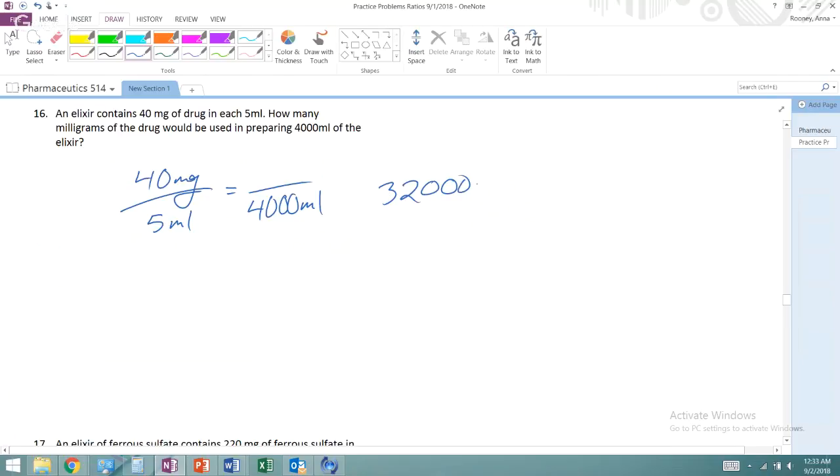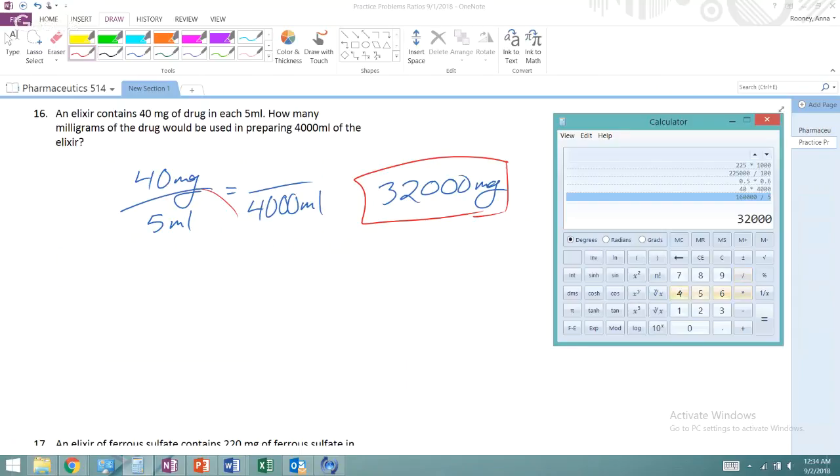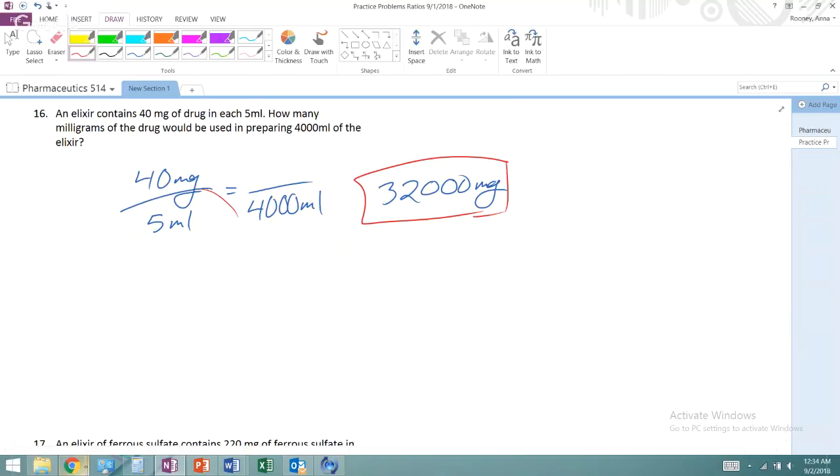All right, so the one way I did it found 3,200 milligrams. I believe that's right. So I did the cross multiply way. Now let's do the other way, which is we find out how many milligrams per milliliter there is. So you take 40 divided by 5. There's 8 milligrams per milliliter. Then you have 4,000 milliliters. 3,200. All right, so we were able to double check our work and find out that, yes, I did it correctly, or at least I did it wrong both ways.